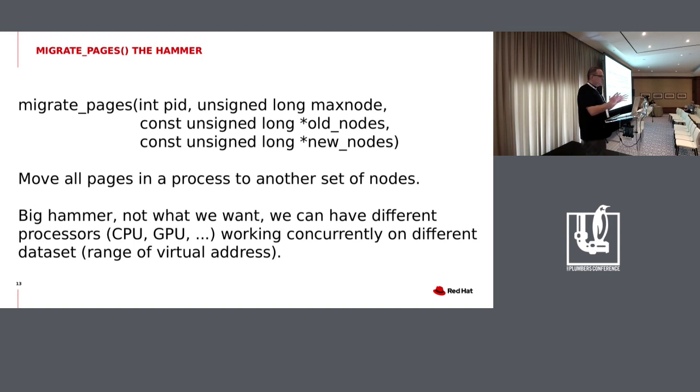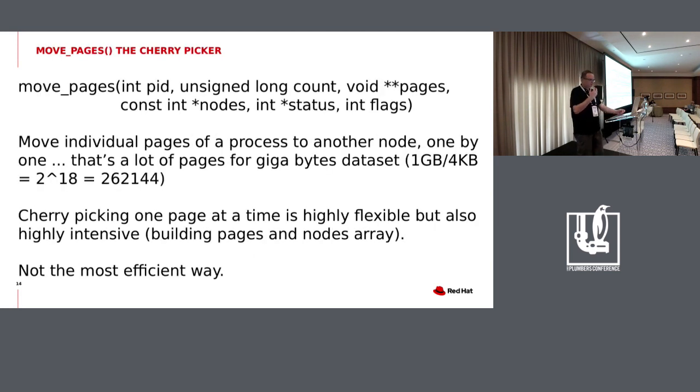And for the kind of workload I was talking about, when you have something running on CPU, something running on GPU, all happening concurrently with multiple threads and so on, you obviously don't want to migrate the whole process data set from one thing to the other. You just want to migrate a range of your virtual addresses: the range that works on the GPU, you want it to move to the GPU, and the range that works on the FPGA, you want it to move to the FPGA's fastest memory. So it's not the one we want.